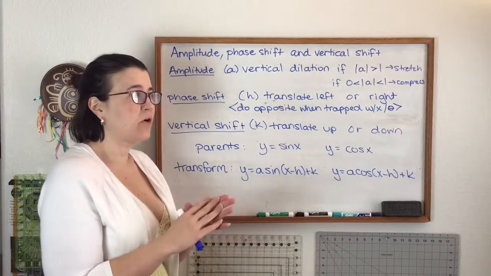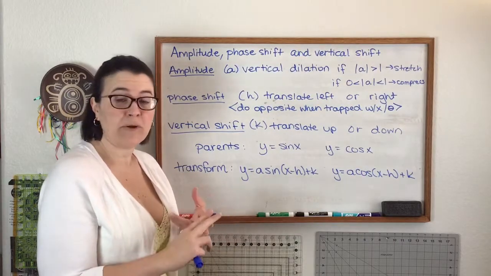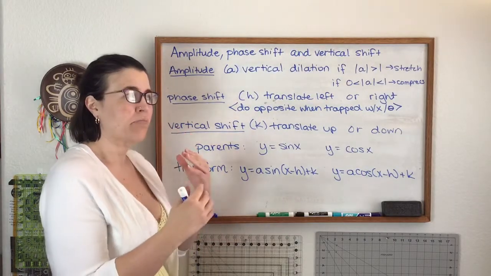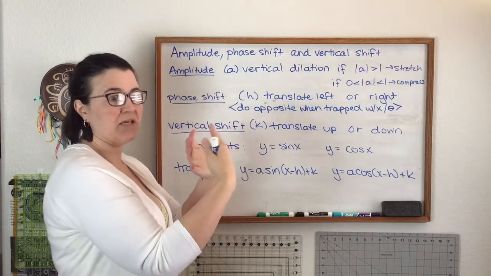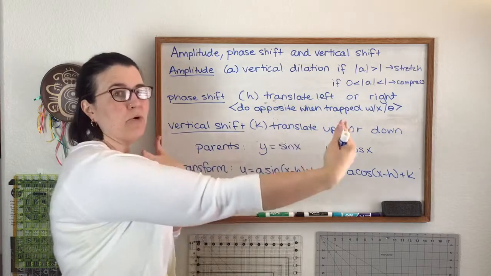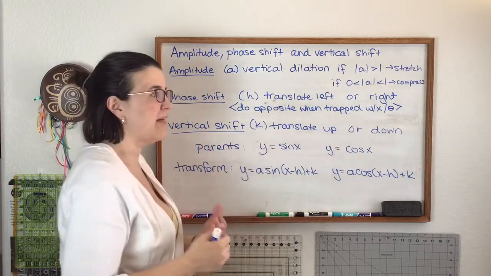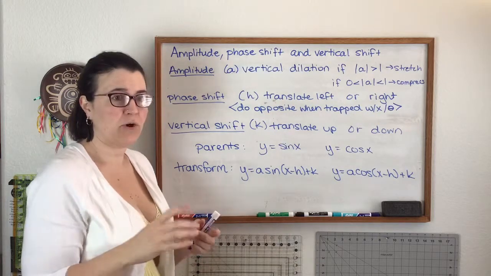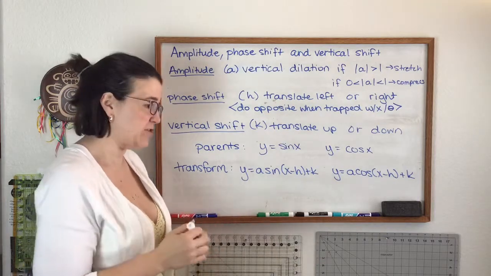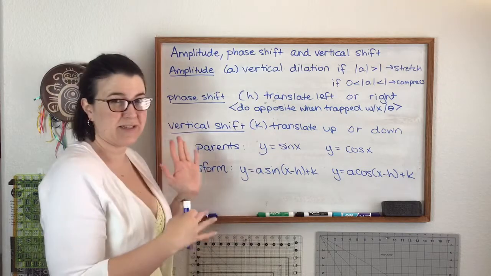I will do another video where I talk about period and frequency, which is actually horizontal stretch and compression. It takes the sine or the cosine wave and either pulls it further apart or smushes it closer together, and I'll talk about that in another video. I can also do a video on special right triangles and unit circles and all that sort of stuff, but I figured I'd start here because this is kind of the basics.